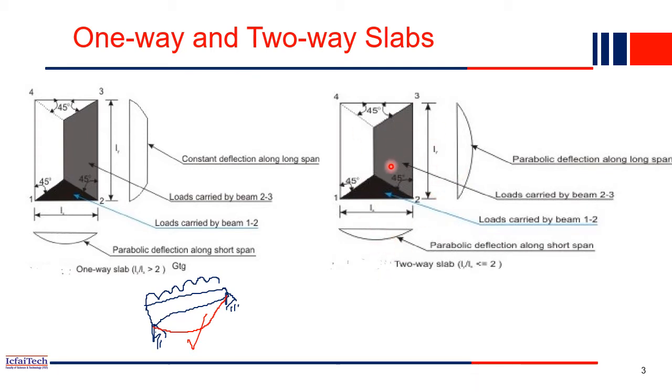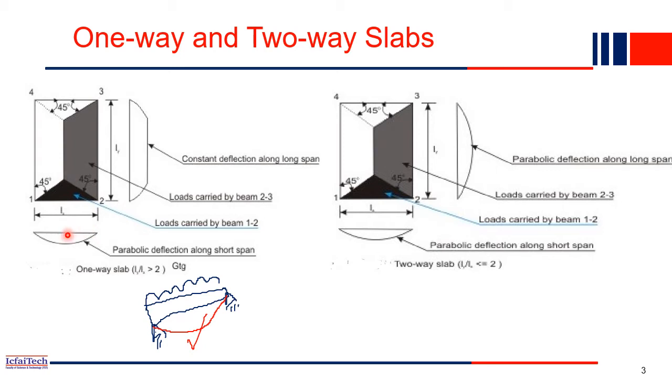That is why this is called a two-way slab. Two-way slab means the deformation is happening in both directions, the x direction as well as the y direction. Whereas we call the other a one-way slab because the deformation is happening along only one axis, either x or y, whatever it may be.